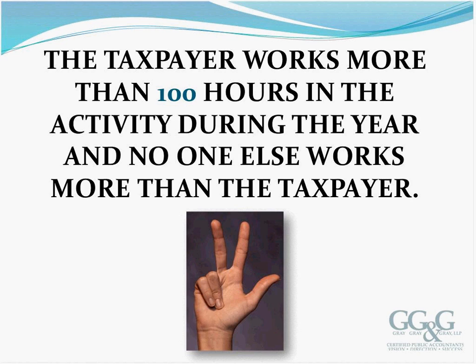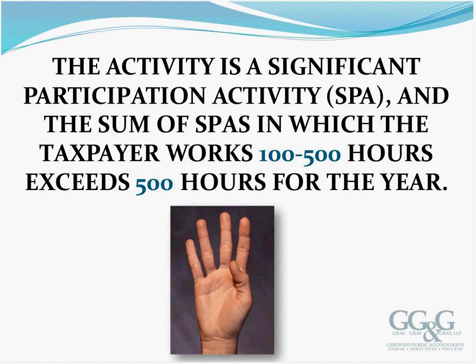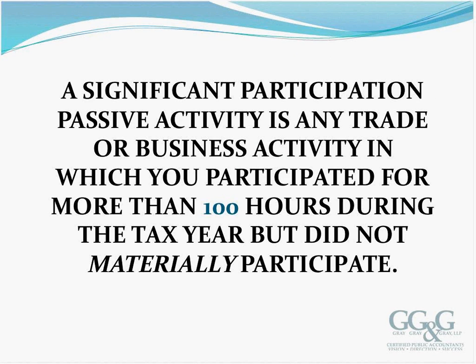Some scenarios are possible. About the second half, no one else works more than the taxpayer, so there has to be a really small activity in order for this to work. Number one of the significant participation activities is a significant participation activity, and we'll talk about what that would mean in a minute. Passive activity in which the taxpayer works between 100 and 500 hours a year. So what's a SPA? SPA is a significant participation passive activity.